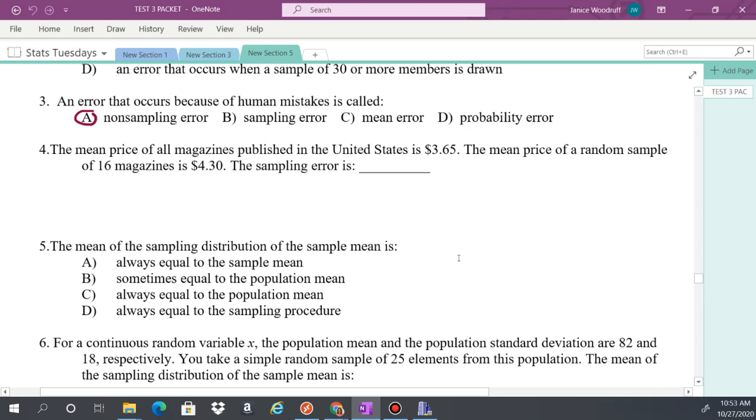Let's see. Number 5, again, another vocab. The mean of the sampling distribution of the sample mean is always equal to the population mean, always. Okay, so the mean of a sample mean is always equal to just the mean of a population.